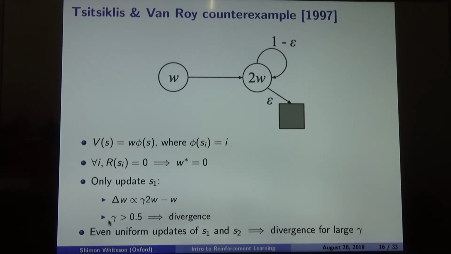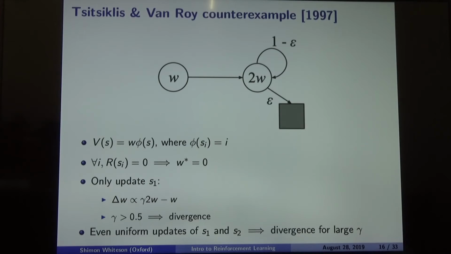So what you can clearly see is that for any gamma that's greater than 0.5, this quantity will be positive, meaning that the weight will increase. So every time we perform an update, we'll be increasing the value of W. This process will never end, and W will diverge. Remember, the true value of W star is equal to 0, and yet W will be increasing.